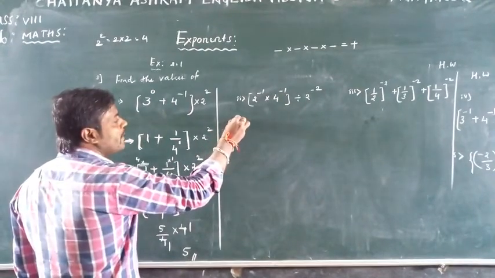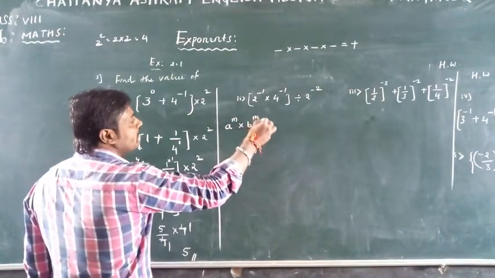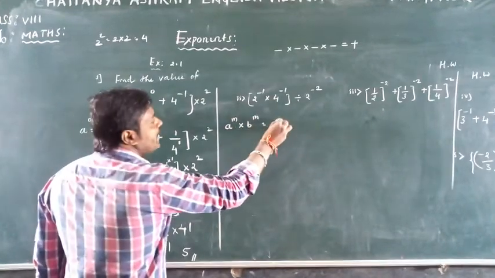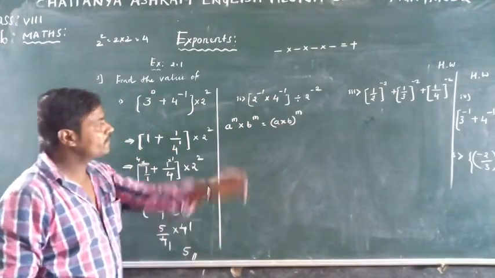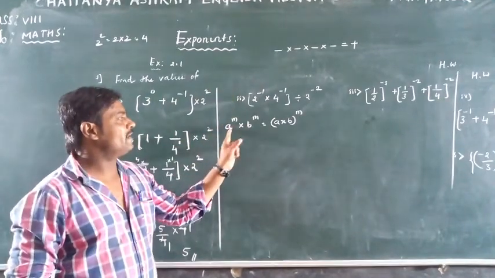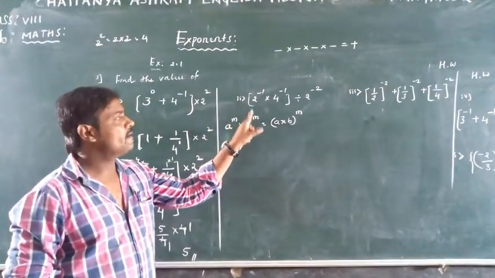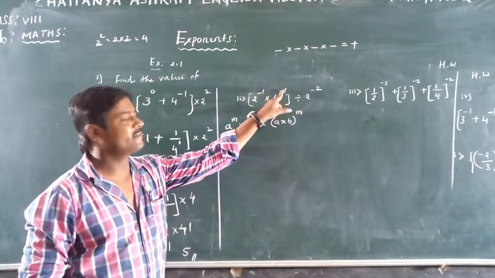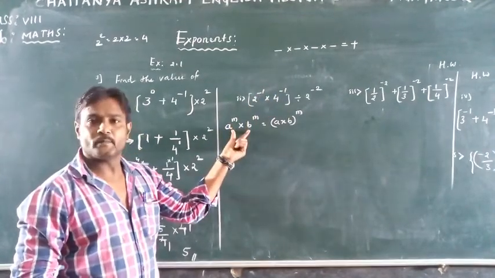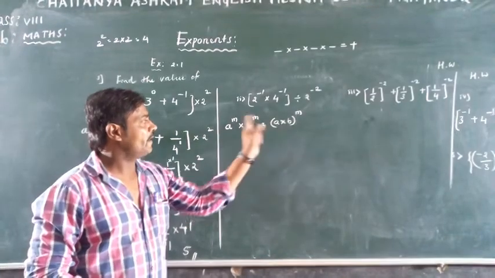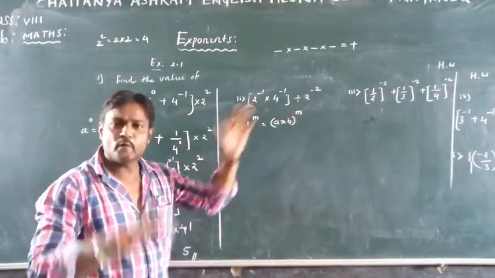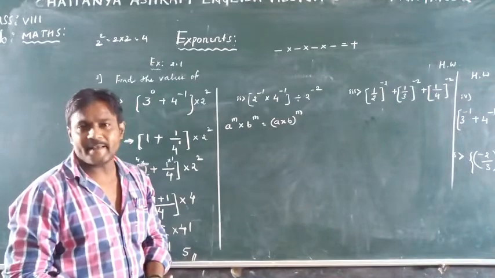a raised to m into b raised to m is the same as a into b raised to the power m. Observe: bases are different, powers are same. So such a product of exponents is the same as the product of their bases, and write the power as it is. We do the same. Apply the same law.